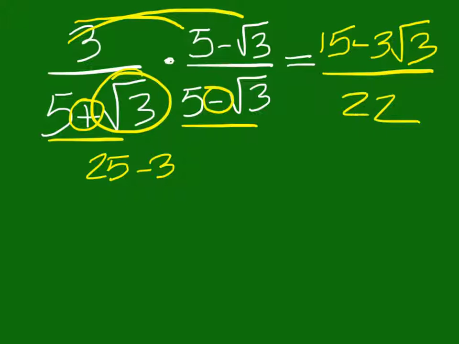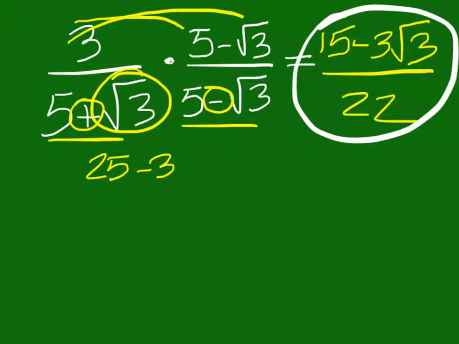No, there is not. The square root of 3 is as simple as it gets. If you could simplify that, then you would have to. We'll have problems like that later on, but this can't be simplified. So that's your final answer. 15 minus 3 square root of 3 over 22.